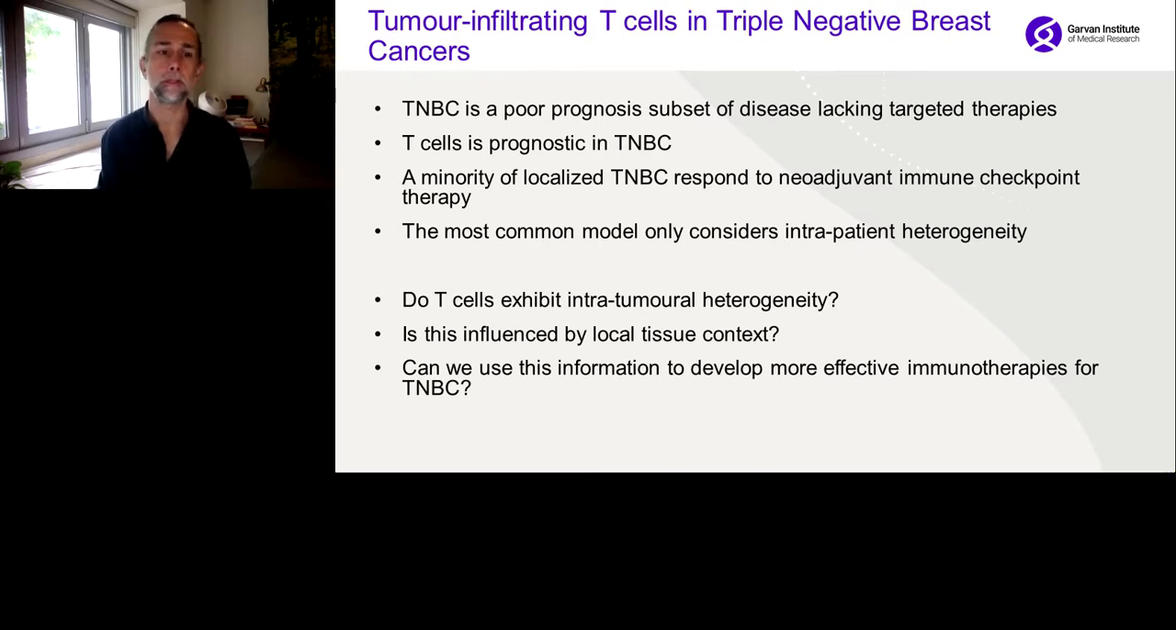So for instance, do T cells exhibit intratumoral heterogeneity? Is it enough to just characterize a patient with a single measure, or do we need to really be looking in different domains across the tumor? Is that phenotype of T cells influenced by their local tissue context? And then could we potentially use this information to develop more effective immunotherapies?